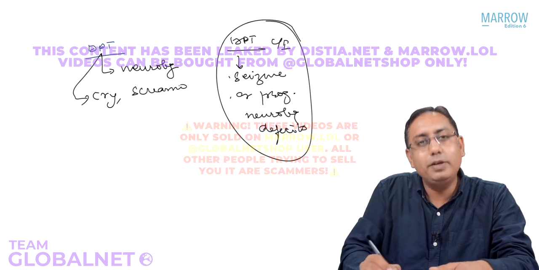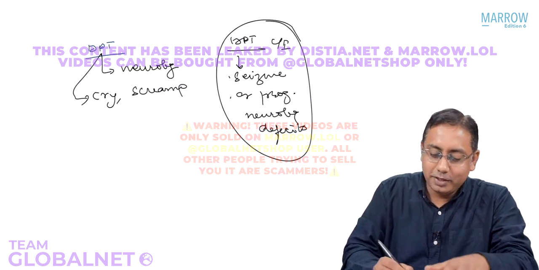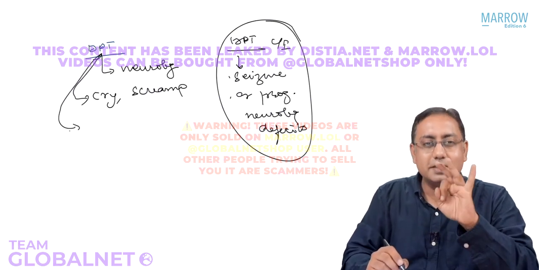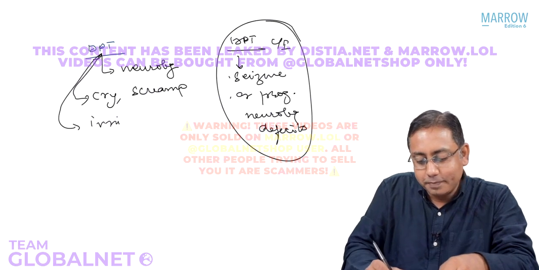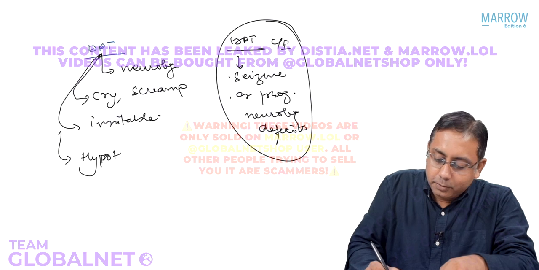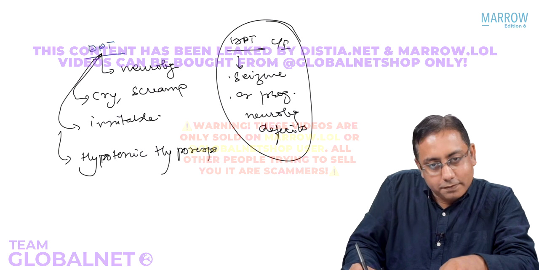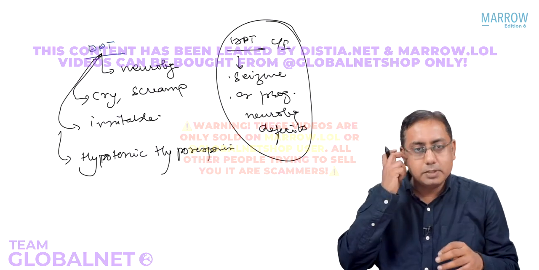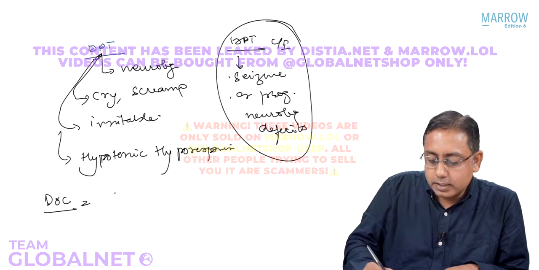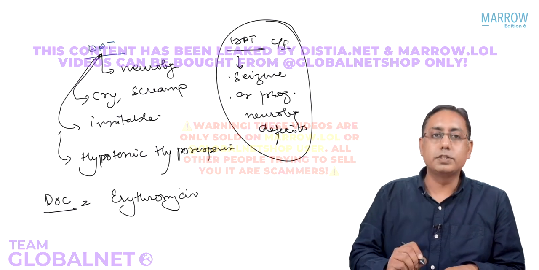What you must be doing right now, because it's the end of the lecture, right? That's the same side effects of DPT: excessive crying and screaming and an irritable child. Then there are hypotonic, hyporesponsive states, and the child is irritable. So all these things are there in DPT. Please remember, the drug of choice for pertussis is erythromycin. Erythromycin is the drug of choice for pertussis.